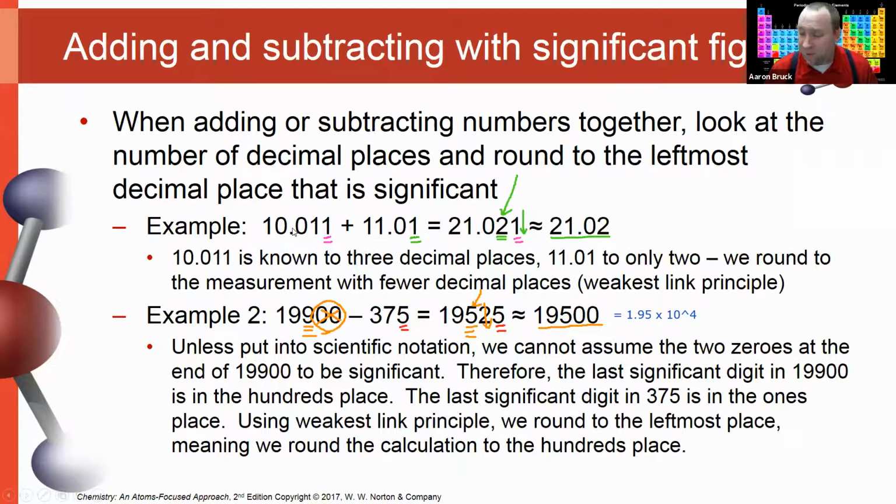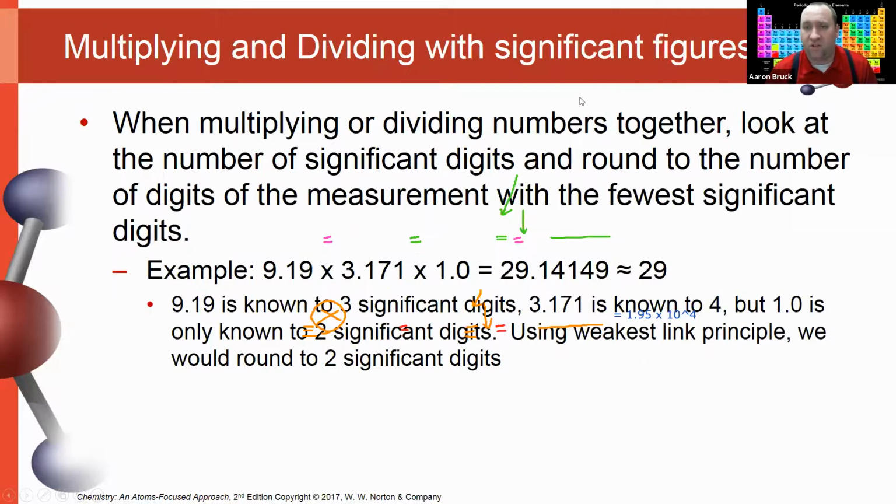So adding and subtracting, in my mind, that's the harder one, because decimal places are a lot more difficult to keep track of in general. When multiplying and dividing, it's a little bit easier, because all we need to keep track of are the number of significant figures. So in this example, I have 3 significant figures in 9.19. I have 4 significant figures in 3.171. I have 2 significant figures in 1.0. That 0 is significant because it follows a decimal point after a non-zero number.